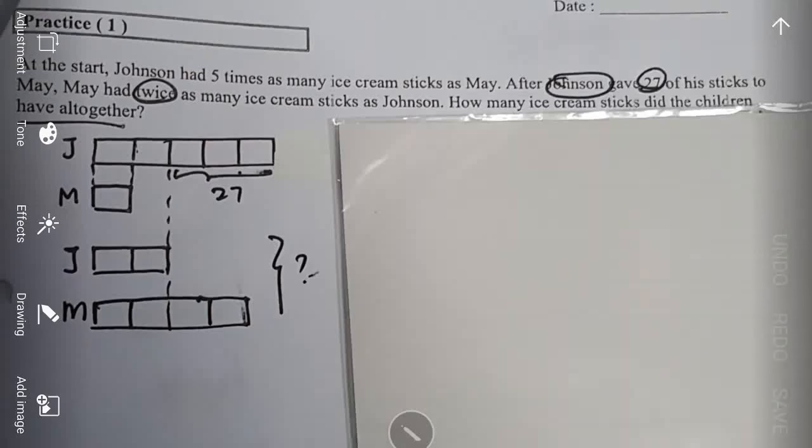This is the explanation to heuristic model drawing, term 1, week 4. Let me explain practice 1.